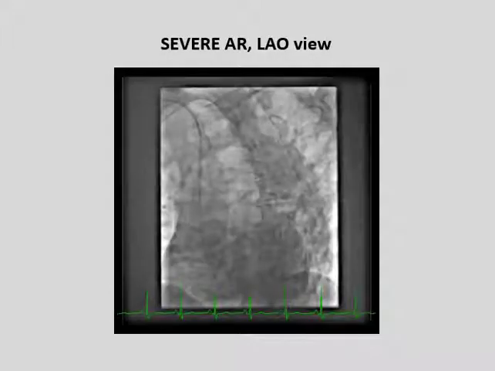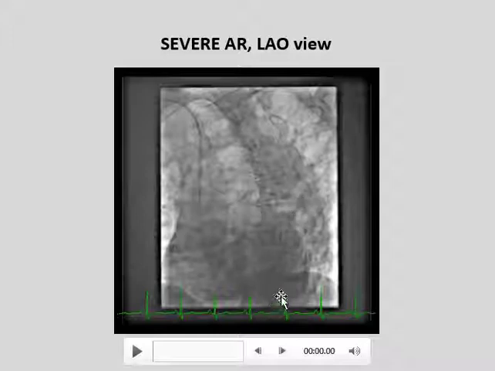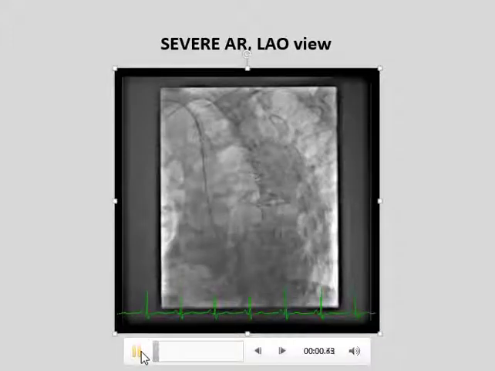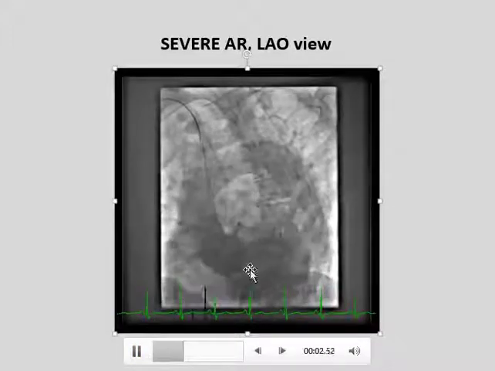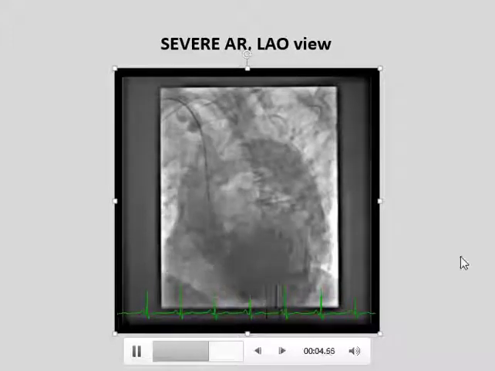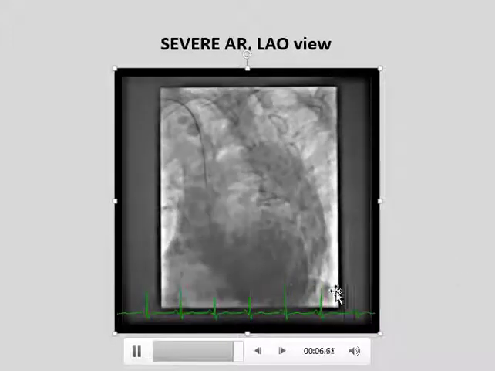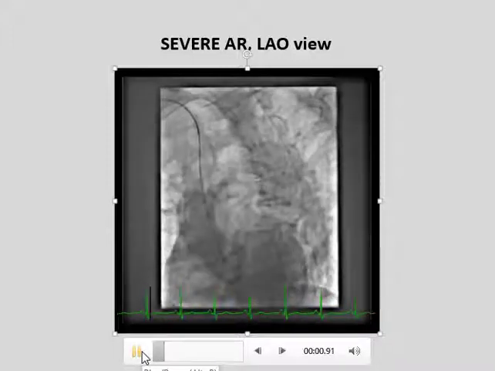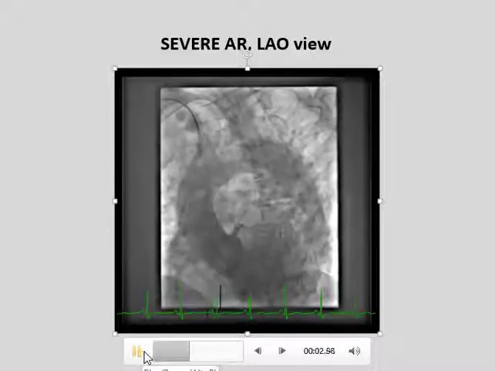Let's have a look at more severe AR. And I should point out these are in the LAO view. Notice also the curvature, the abnormal curvature of the spine. Many of our patients are quite elderly and present with many comorbidities. This is an AR again, the catheter in the aorta, and notice how quickly and completely that ventricle fills. There is almost no restriction to that movement of dye across that aortic valve.